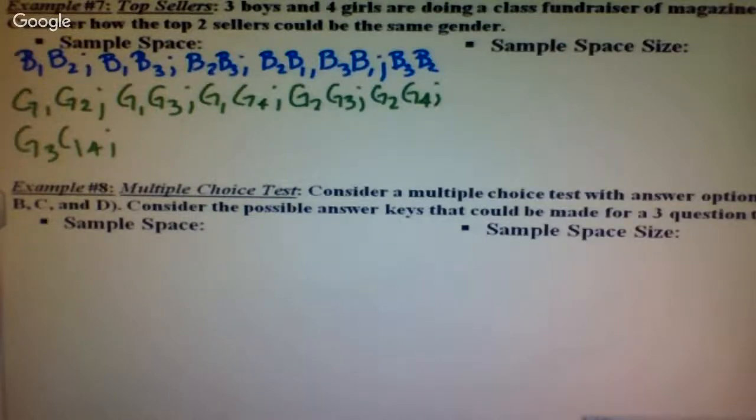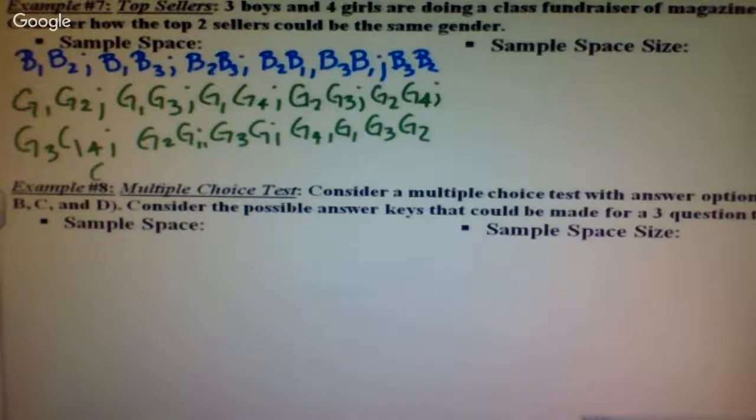Okay. And then we also need to reverse all of those. Because again, this is showing that girl 1 is the top seller. Girl 2 comes in second. So I need to reverse it: girl 2 and girl 1. Girl 3 and girl 1. Girl 4 and girl 1. Girl 3 and 2. 4 and 2. And 4 and 3.